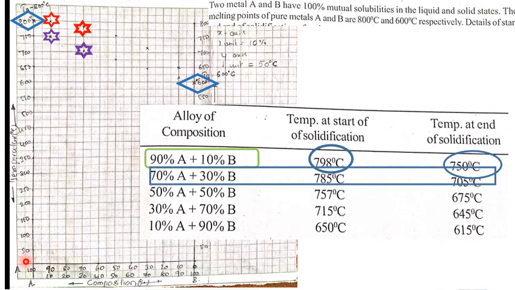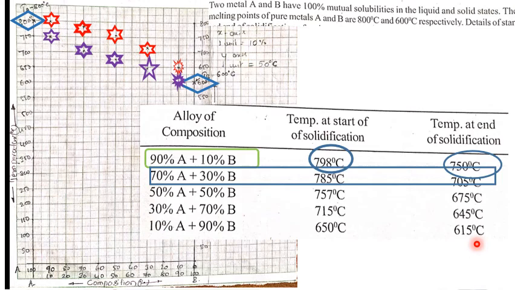Similarly, take the next one, 70% and 30%. Where that 70 and 30% comes, on that line you mark these two temperatures, that is 785 and 705. Similarly, repeat the same thing for 50-50, 50% A and 50% B, mark these two temperatures, and 70-30, mark these two temperatures, and the last, mark 650 and 615.